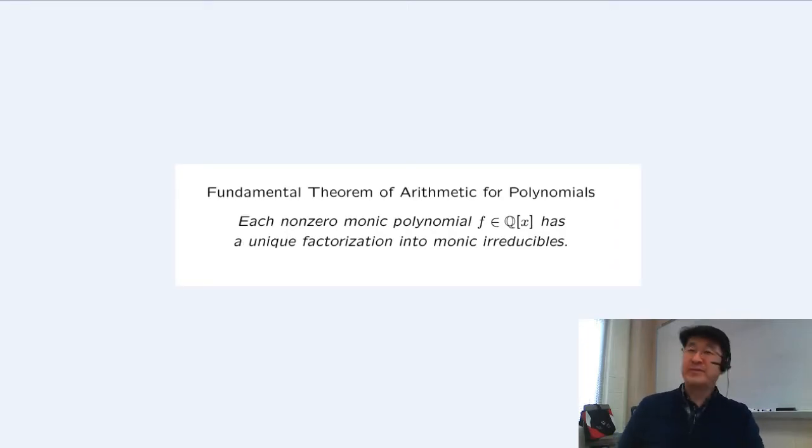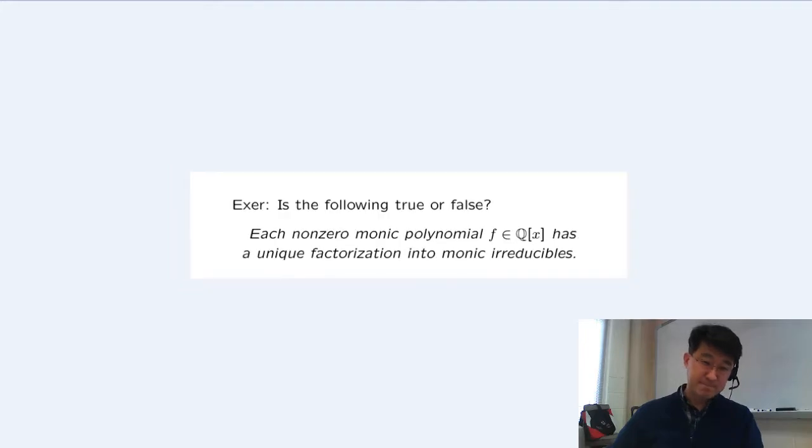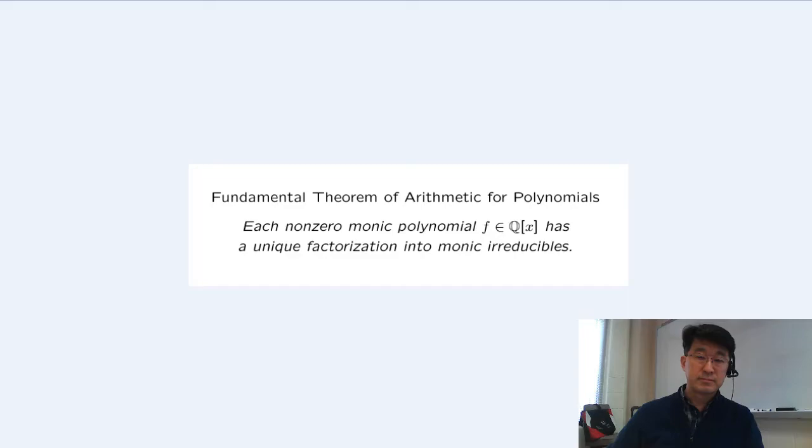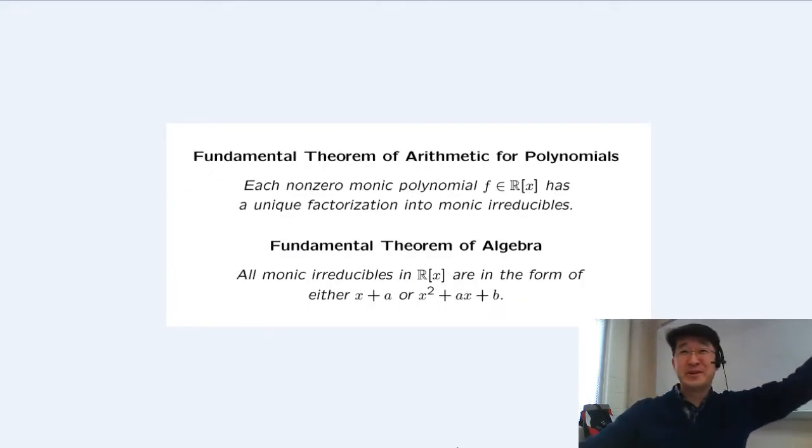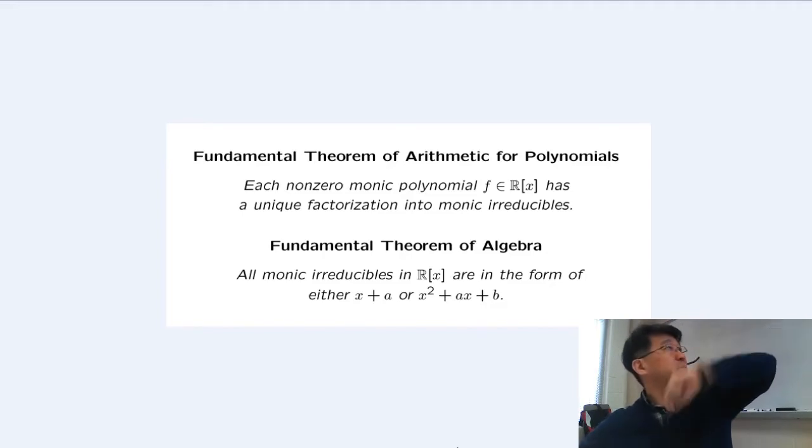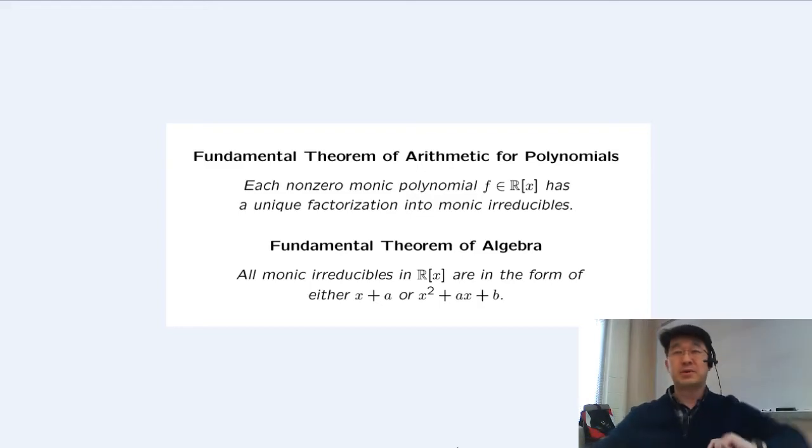It's the fundamental theorem of arithmetic for polynomials. Every non-zero monic polynomial has a unique factorization, right? So we have that. Here's a fundamental theorem also. What happens here? Fundamental theorem of arithmetic of polynomials. I just changed rational numbers to real numbers, right? Still true. Still true. But what's down there?